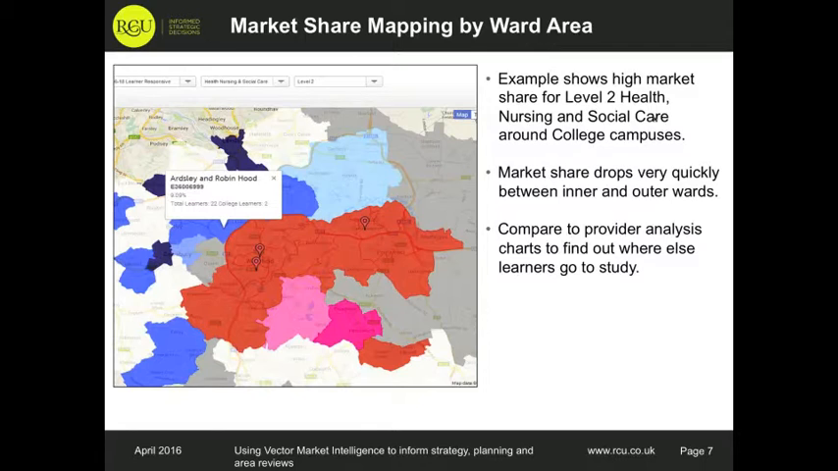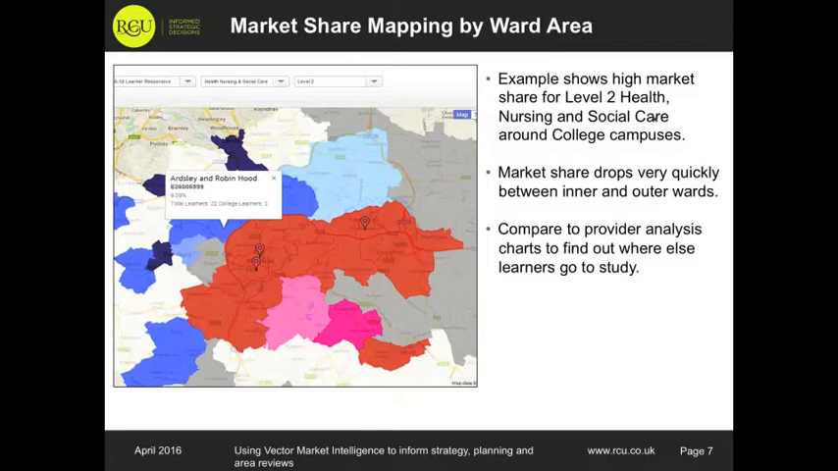So you can start to see how rapidly that market shifts. And sometimes that's because there's geographic barriers there, rivers or a hillside, or sometimes it's because there's an alternative provider in there, and Chris later on will show you how you can see if that's the case or not. But it also does sometimes show up that actually, why have we only got 30% of learners in that ward when there's a lot of learners to go at?